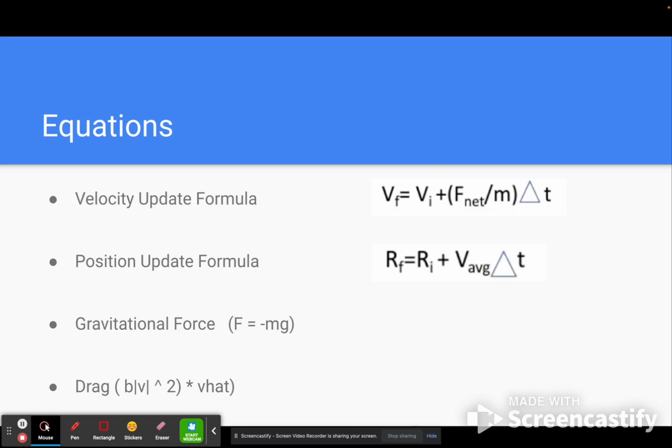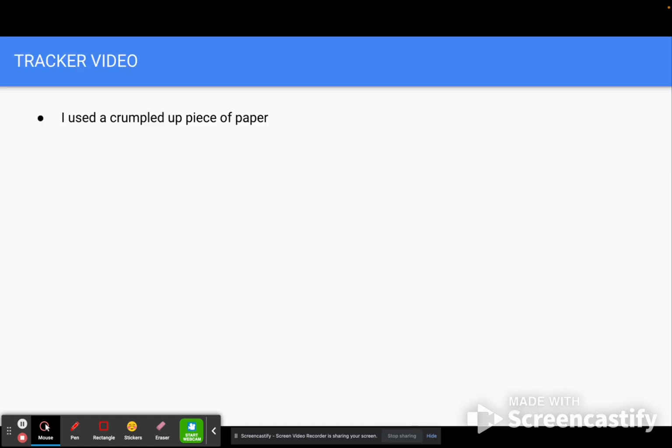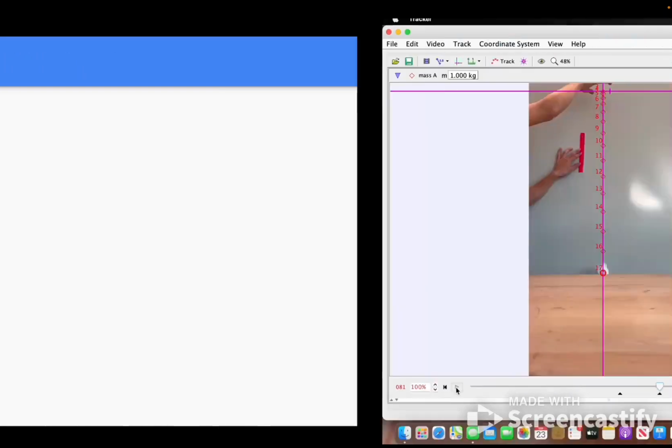For example, in gravity, we would have to multiply by j hat since we're moving along the y-axis. In the drag force formula, we will still have to multiply by a similar v hat that identifies the direction of the velocity. The b in the drag formula stands for the proportionality constant, and the v stands for the object speed. For the Tracker analysis, I used a video of a falling, crumpled up piece of paper.